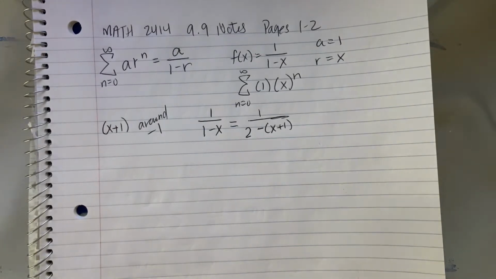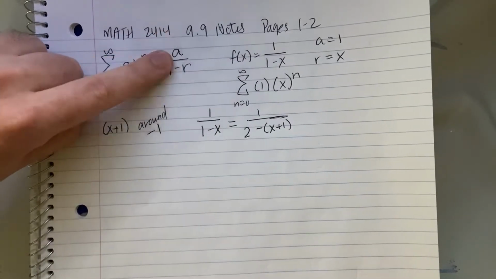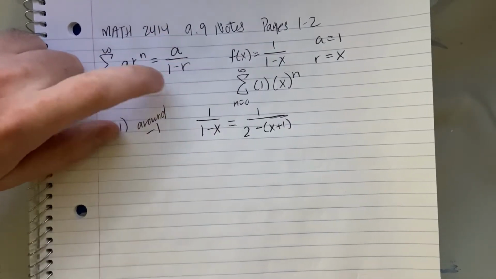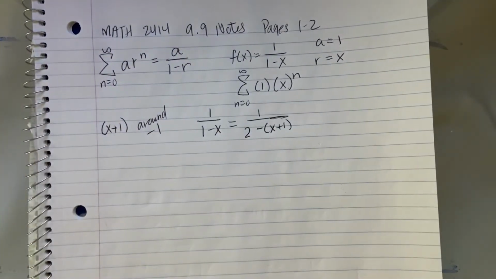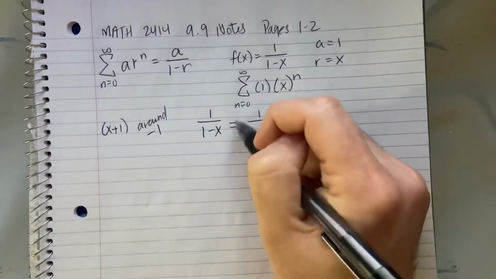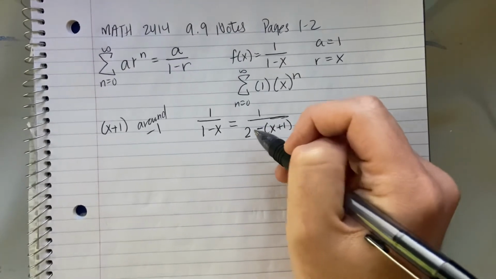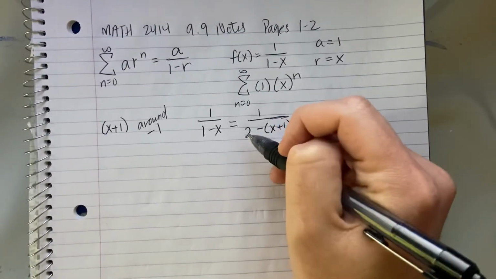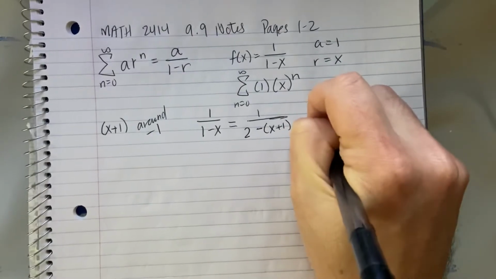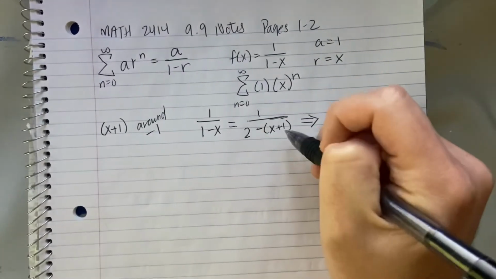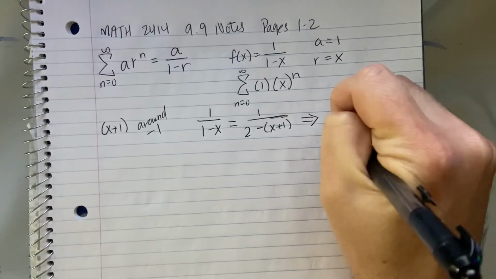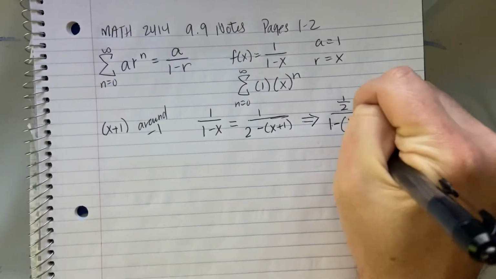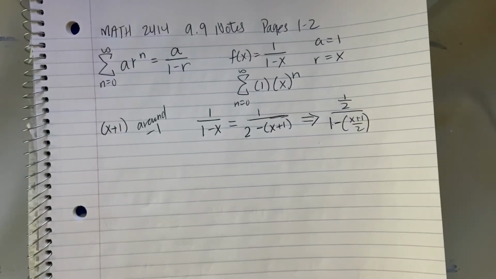Let's look at the original function formation. A is a variable, right? Could be anything. R is a variable. But this 1 and the minus are always the same. So I need to convert this into something where this is 1. Right now it's a 2. So how do I turn it into something else? I need to divide all of my terms by 2. So this becomes 1/2 over 1 minus x plus 1 over 2. And now it's in the a over 1 minus r form.